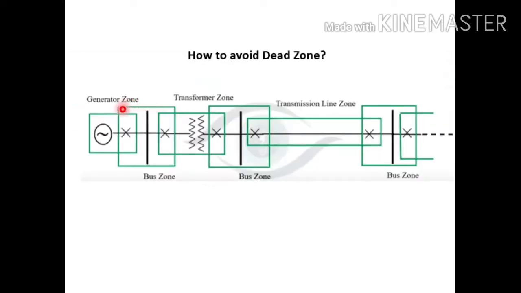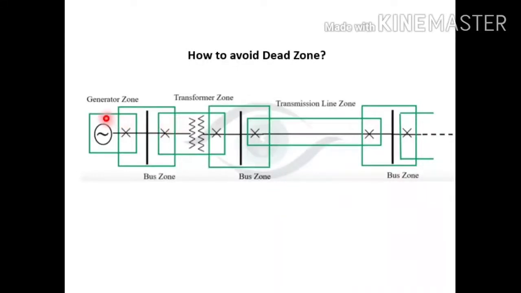Even though the fault is occurring, since it is not under any zone, the relay will not operate, and hence protection is not provided to any of the equipment. So that will damage the healthy part of the system. The blue part which is shown in the previous image is called a dead spot. Now how do we avoid that dead zone?